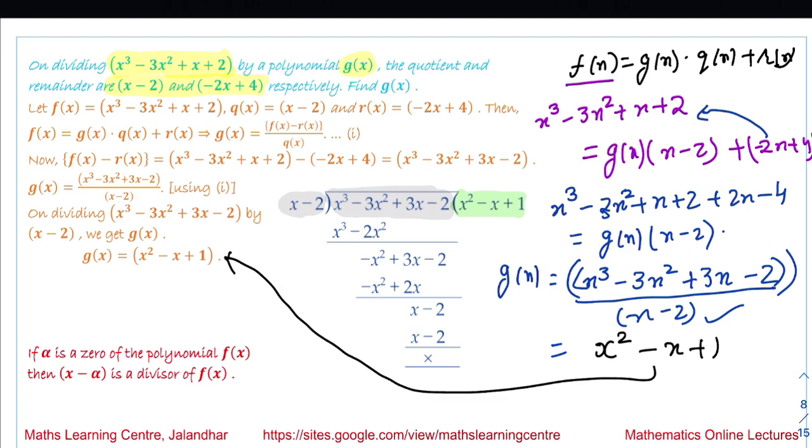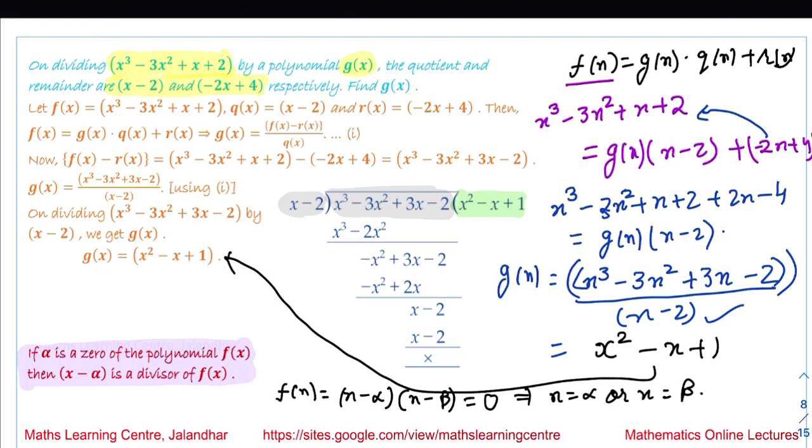Now the next result we have is, if alpha is a 0 of polynomial fx, then x minus alpha is a divisor of fx. We are saying, if suppose a polynomial fx is given to us, it is x minus alpha into x minus beta. We are saying suppose it is equal to 0, then we are saying x is equal to alpha or x is equal to beta. These are, we are saying alpha and beta, these are the zeros of the polynomial or roots of the polynomial equation.